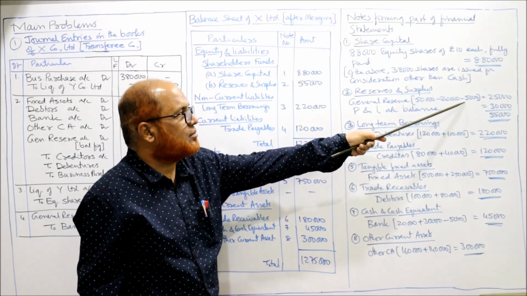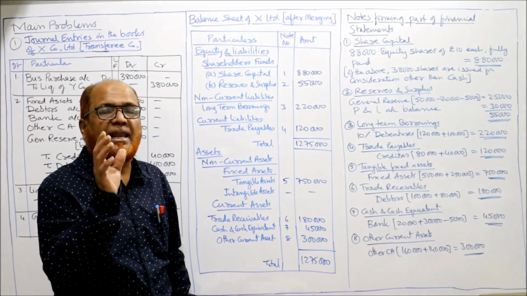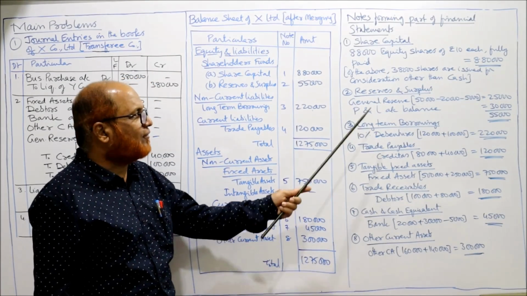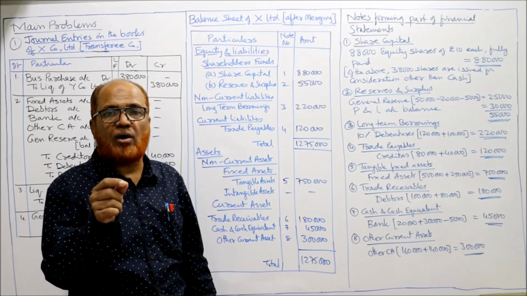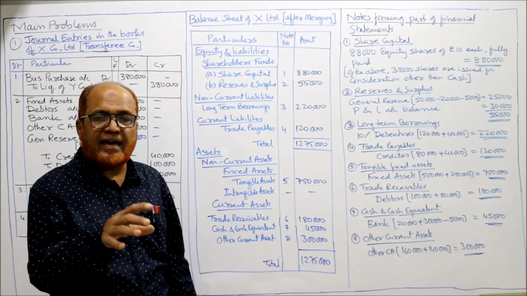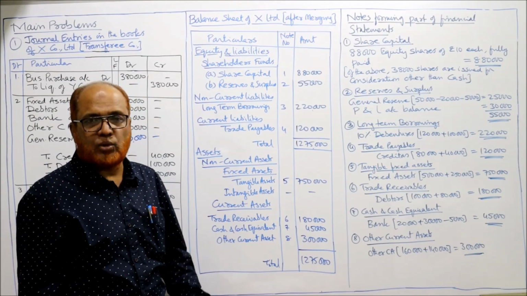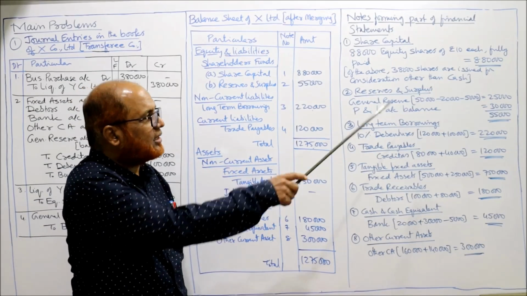50,000 minus 20,000 minus 5,000. 25,000 will be the balance in general reserve account. Profit and loss account balance only of X company. सिर्फ X कंपनी का P&L अकाउंट ले लिया. तो X कंपनी लिमिटेड में P&L अकाउंट 30,000 ले लिया.